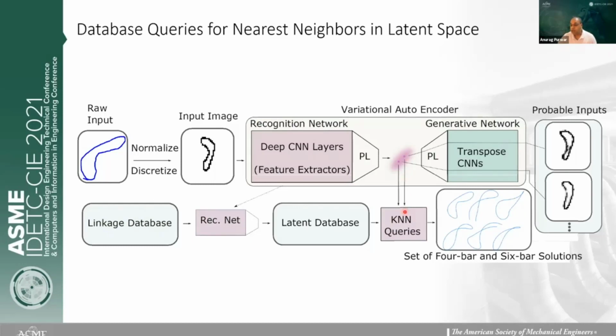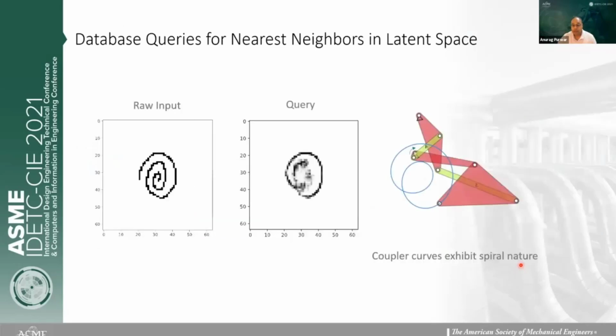So what we do is we do k-nearest neighbor queries, and within the vicinity of the point, we can actually generate a large number of coupler curves. Some of them may not even have been seen by the network before, okay? And we can get the probable inputs, but by doing these queries, you can create a large number of 4-bar and 6-bar solutions. So far, we have trained our network with 4-bar and 6-bar, which are the most common linkage systems, and we can generate new solutions from that process.